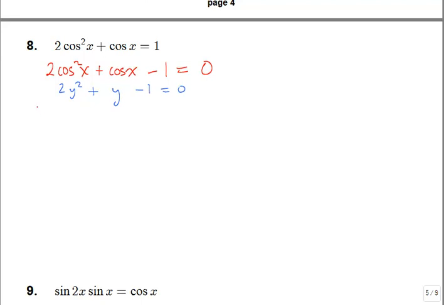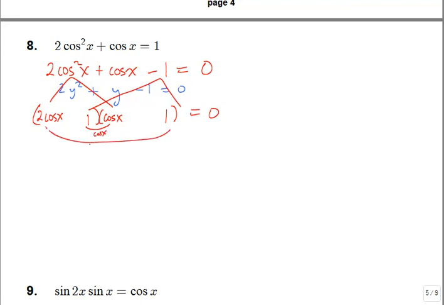So to try reverse FOIL, we're going to set up two sets of parentheses, and I would need to have a 2 cosine x times a cosine x to get 2 cosine squared x. I would need a 1 and a 1 to get that 1, and in the middle I'm going to get a cosine x here and a 2 cosine x here.